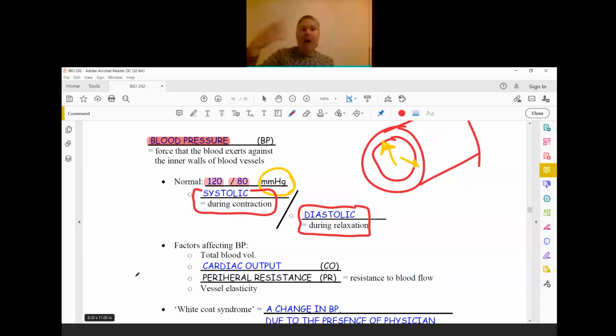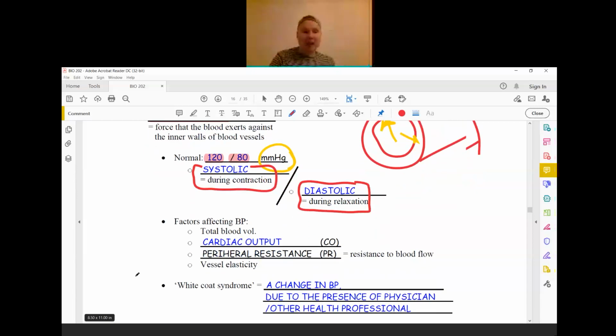Some of us, when we get our blood pressure measured in a doctor's office, it's higher than what it normally would be. And this is because we just get stressed out when we see a doctor. This is known as white coat syndrome. So your blood pressure just appears unusually high because you're a little nervous about getting it taken.